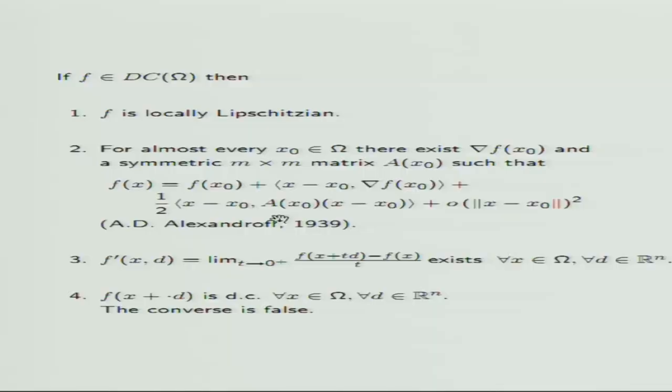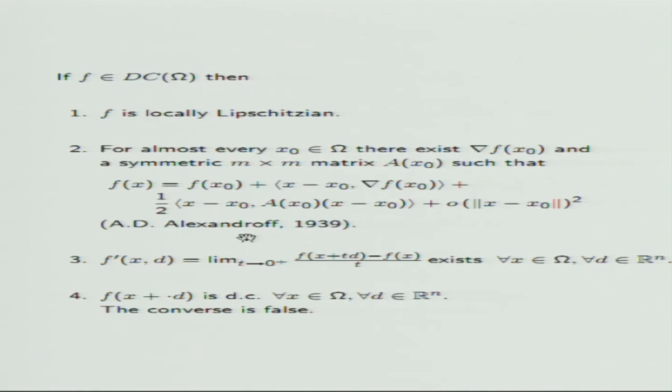Of course. For almost every x naught, there exists the gradient of f at x naught, which is of course true, because this is Rademacher's theorem for convex functions, and a symmetric m cross m matrix such that this holds. If I define second order differentiation of a function, well, if the Hessian exists, it must coincide with this matrix.